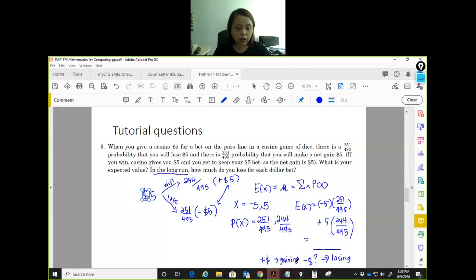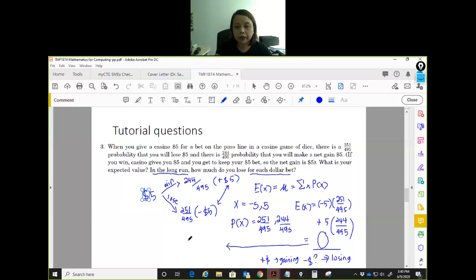Okay, so for this case, we want to look at what will be the value that you get. Over here, is it a negative or is it positive? All right, so once you have this value, there's one part that you have to answer. How much do you lose for each dollar bet? So for each dollar bet, how much do you lose? So from this answer, you'll get some value.